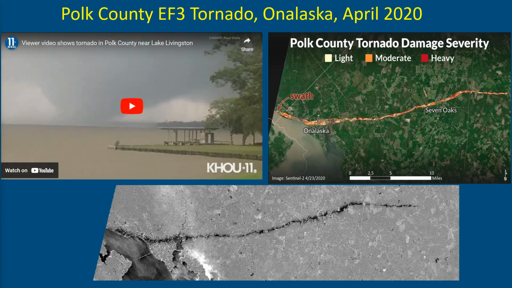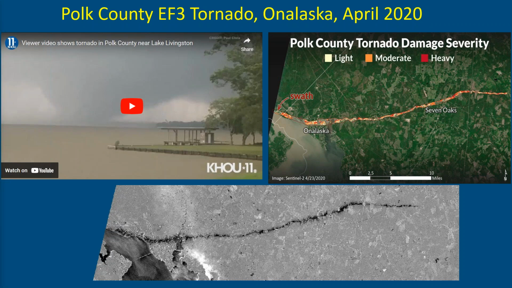Another really powerful tornado to impact our area in recent years is on Alaska, Polk County, April 2020. And for a lot of these, you'll see April. We've had a lot of April events. The last one, of course, was December. It's actually just setting down at this point.